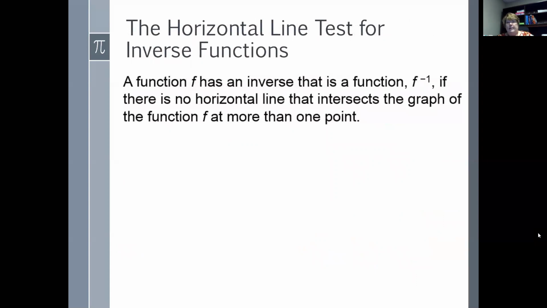The horizontal line test for inverse functions. If you want to know if the function that you are given has an inverse that's also a function, you can use the horizontal line test. A function f has an inverse that is a function, f inverse, if there is no horizontal line that intersects the graph of the function f at more than one point.